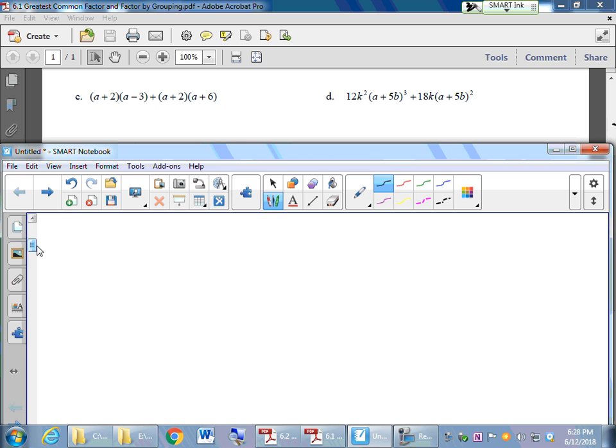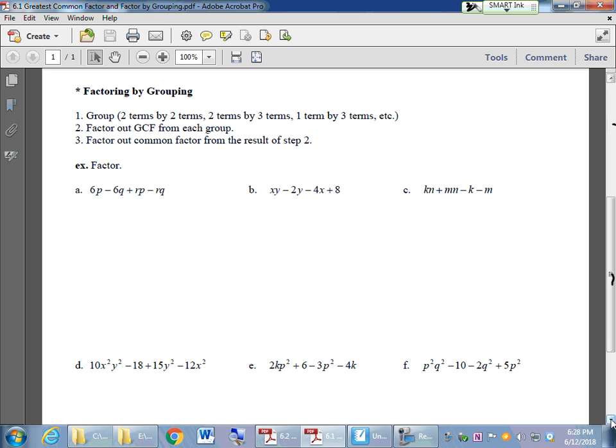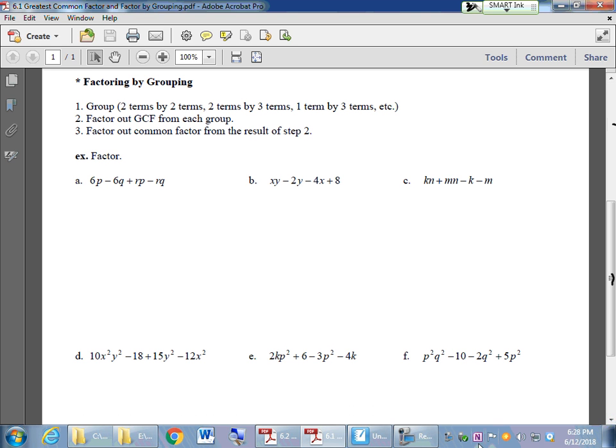Next up, we will take a look at factor by grouping. Factor by grouping is basically you group two terms by two terms, or two terms with three terms, or one term with three terms, and so on. But in this section, we will only review grouping two terms and two terms only. And then we will extend it out in a future section.